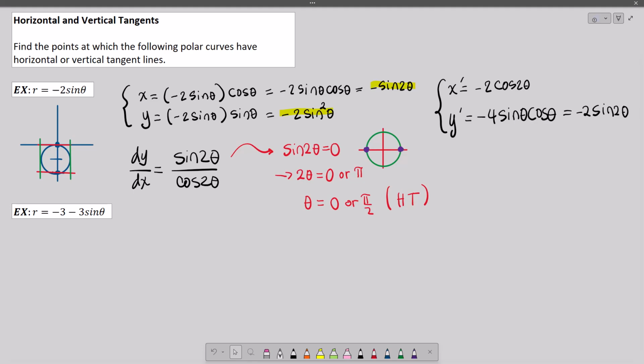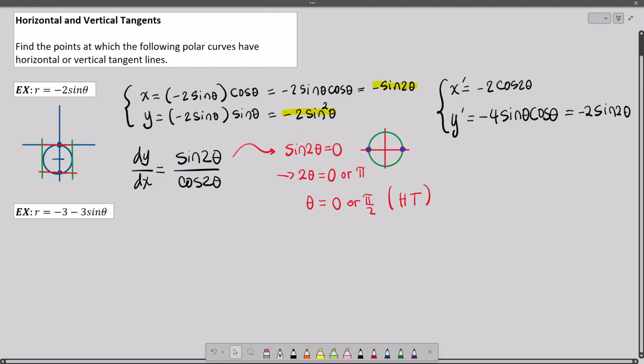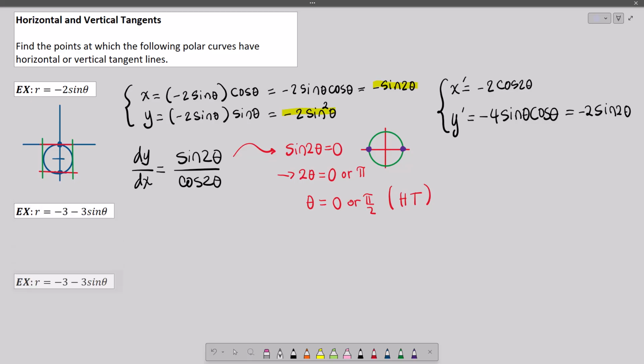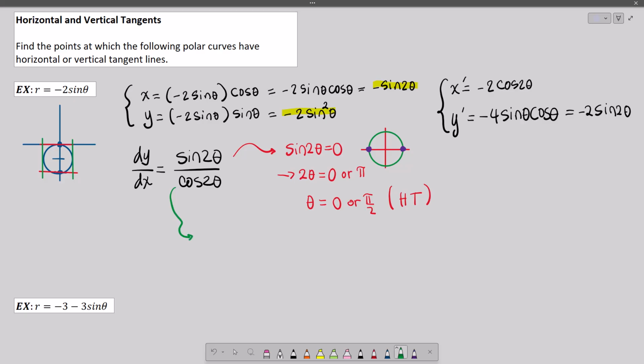All right, let's go denominator now. Actually, let's move this thing. Can I just grab that thing and move it? So let's go with the denominator now. So now we're looking at potential vertical tangents, where the denominator is 0 and the numerator is not simultaneously 0.